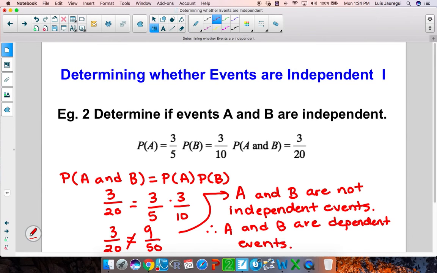So, given this type of problems, if you're given the probability of an event, the probability of a second event, and the probability of the intersection of those two events, then we can use this formula definition for independence. The probability of A and B should be the same as the product of the probability of A and the probability of B. With that said, this concludes our video.